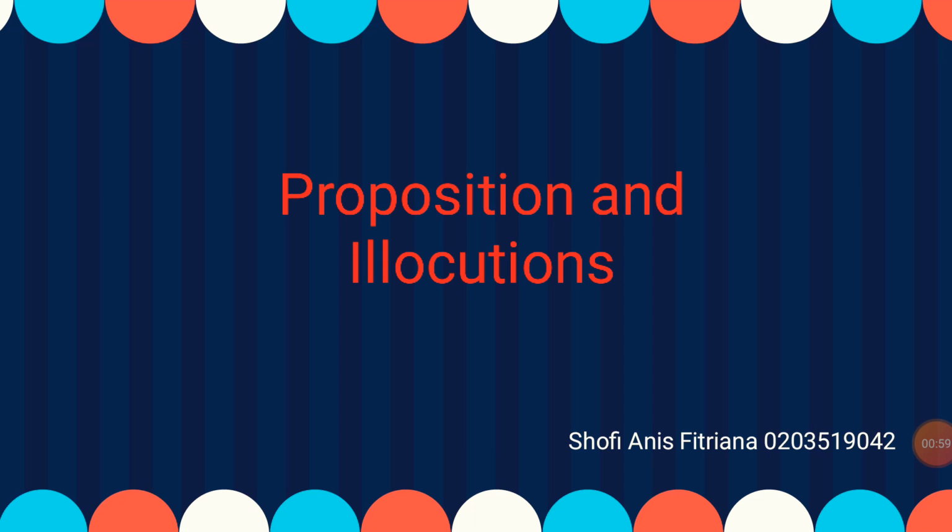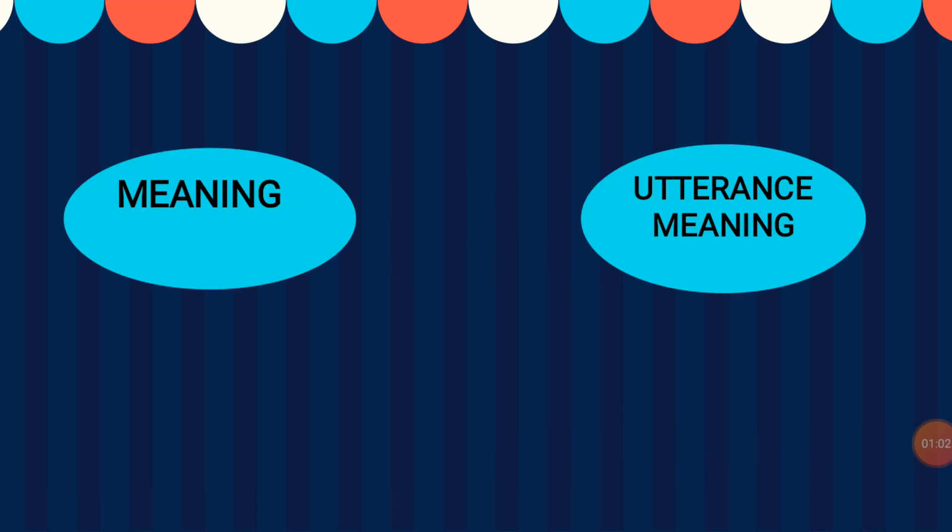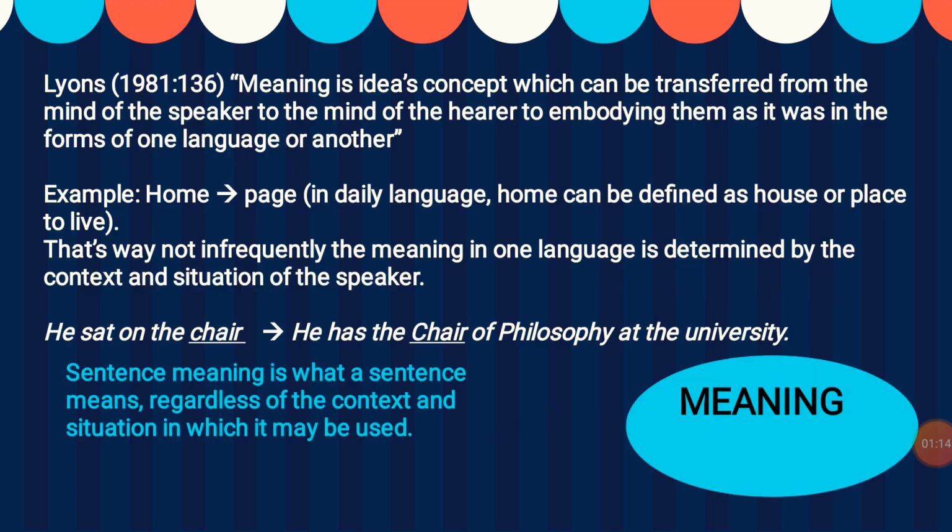In this unit, I will try to explain the relationship between two large areas of meaning. They are sentence meaning and utterance meaning. According to Lyons, 1981, page 136, meaning is ideas or concepts which can be transferred from the mind of the speaker to the mind of the hearer, embodying them in the forms of one language or another.